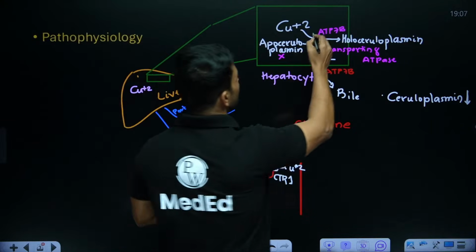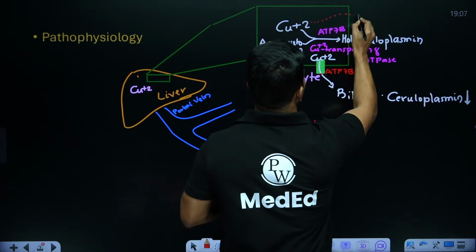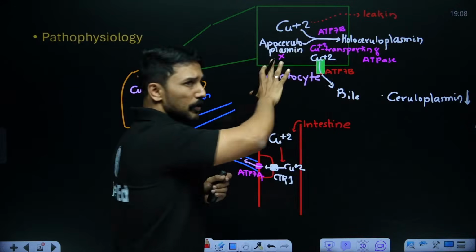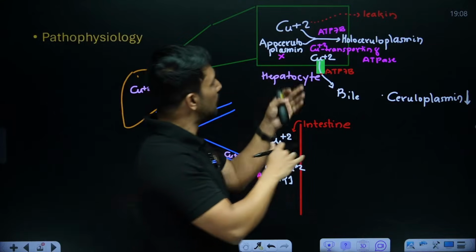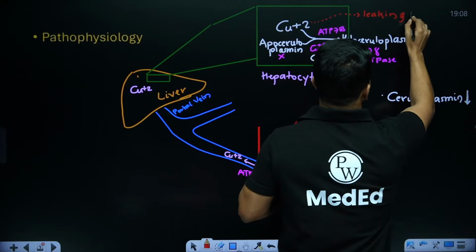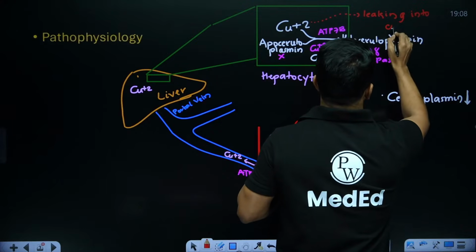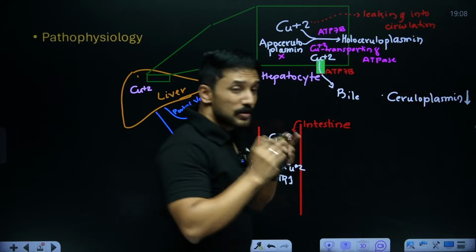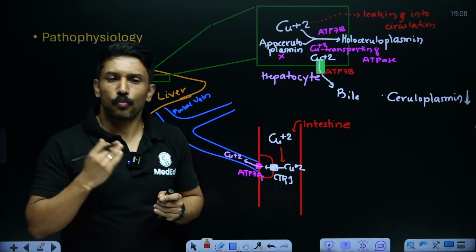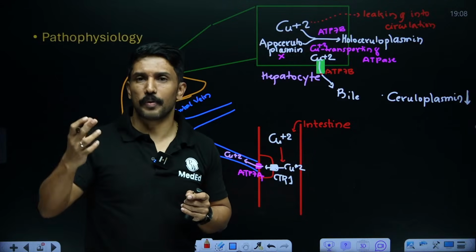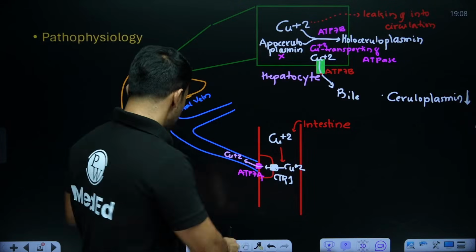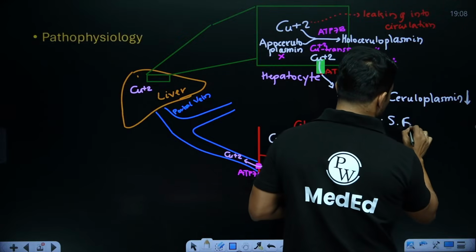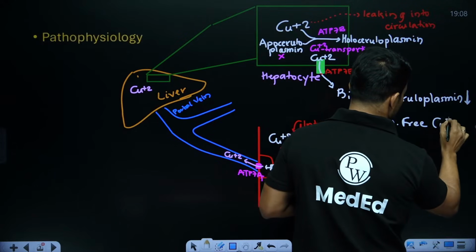So then what will happen to this copper? This copper will start leaking from the hepatocytes. It will accumulate in the hepatocytes, cause damage to the liver, plus it will leak into the systemic circulation. Because this free copper is leaking into the systemic circulation, what will happen to the serum free copper levels? Yes, they are going to increase. So now I will have an increase in the serum free copper levels.